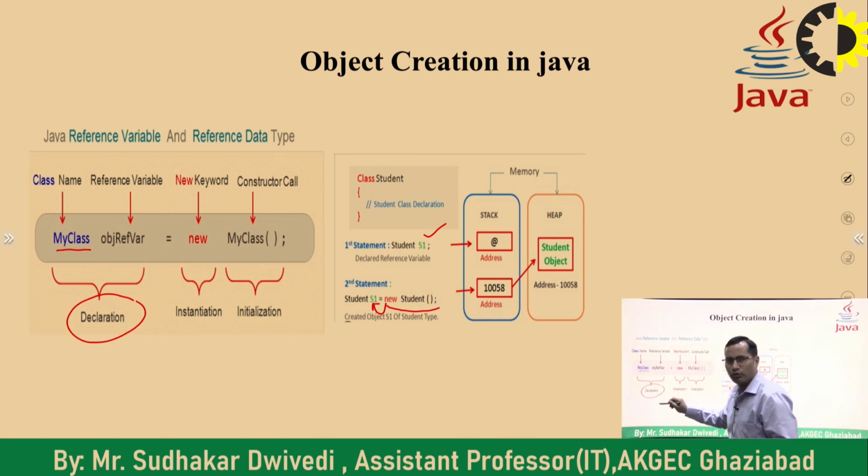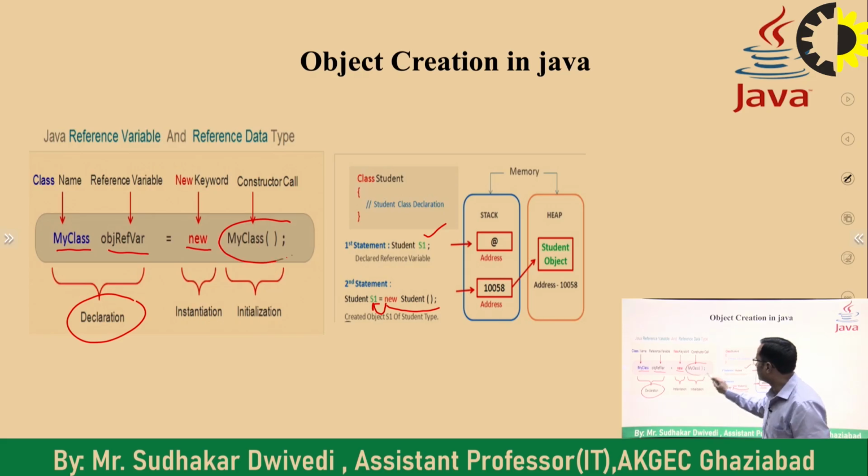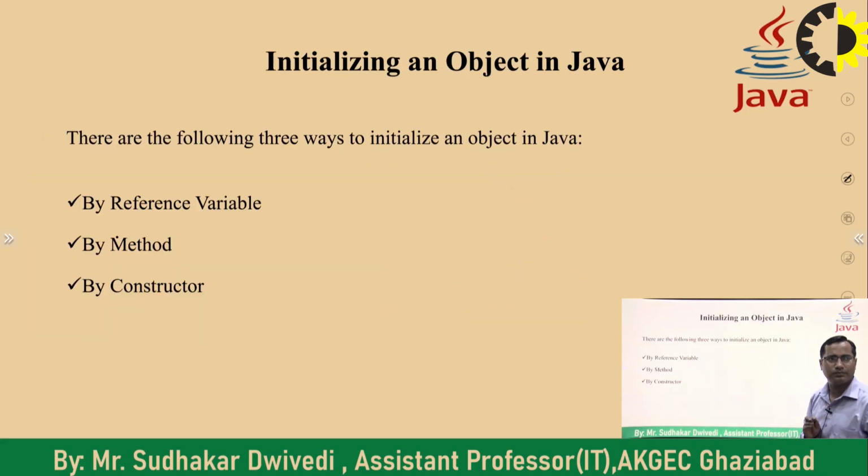Here we have to mention the class name, then any reference variable, then the new keyword, and then this is the constructor. This is known as the constructor because this is the special method that has the same name as the class. Whenever we create an object, this method is automatically called, and its purpose is to initialize the object as soon as it is created.